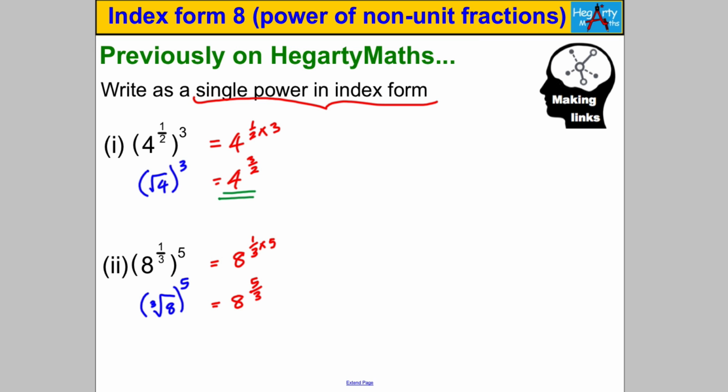You may be given 4 to the 3 over 2. You would be given it from that point of view, and you have to know that it's the same thing as the square root of 4 cubed. And how are we going to do that? Well, I'll show you in the next slide. But similarly here, 8 to the 5/3, you've got to know that means the cube root of 8 all to the power of 5. And I'll show you how to do that in this slide coming up.